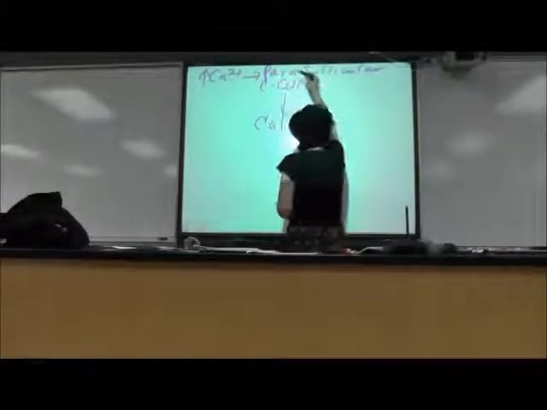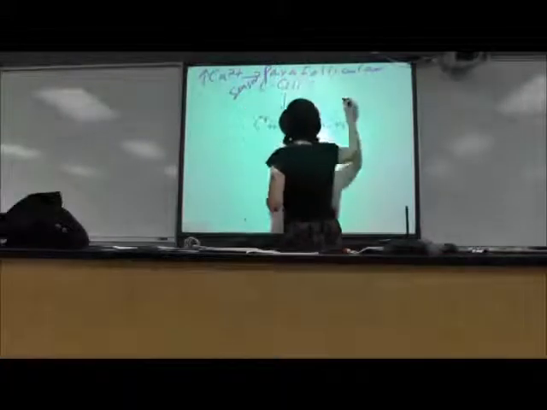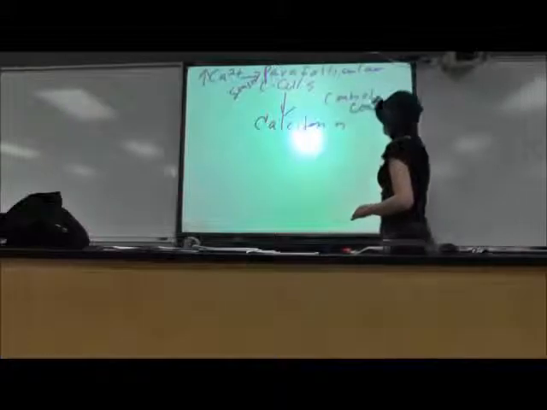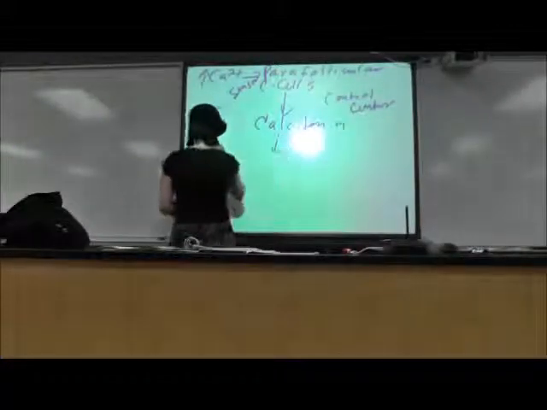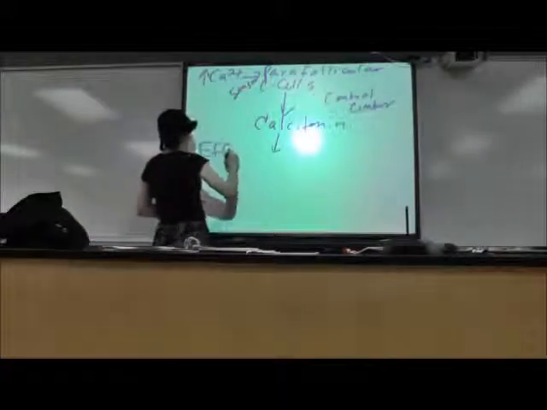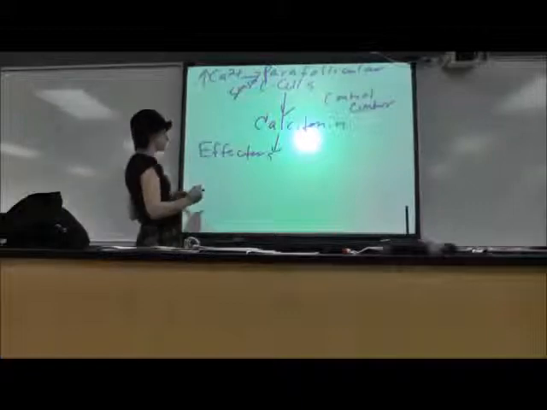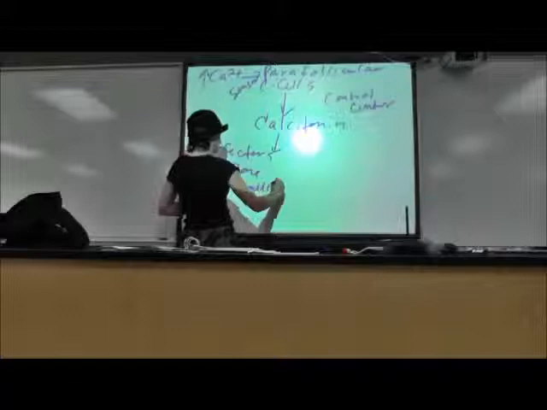which makes them the sensor because they're sensing the increase, and they're also the control center because they're releasing calcitonin. Calcitonin is going to stimulate our effectors. The effectors in the blood calcium homeostasis pathway are bone, small intestine, and kidneys.